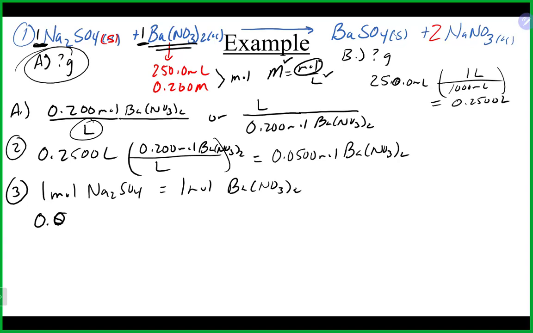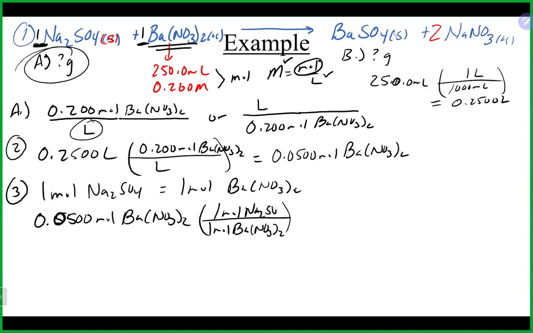So 0.05 moles of barium nitrate. That's going to give us, from the equation, 1 mole barium nitrate is 1 mole of sodium sulfate. I think I could do the math on that. That's going to be 0.05 moles of sodium sulfate. Now that's close to what I want, but I do want grams.